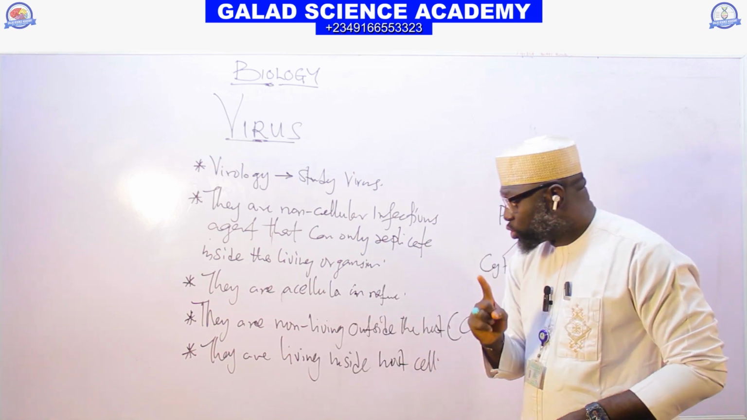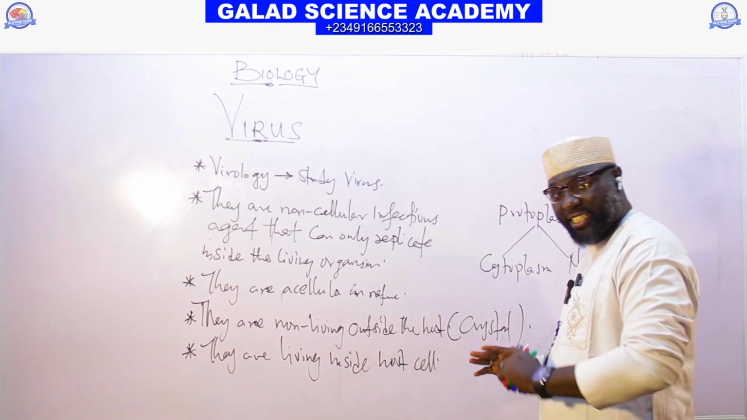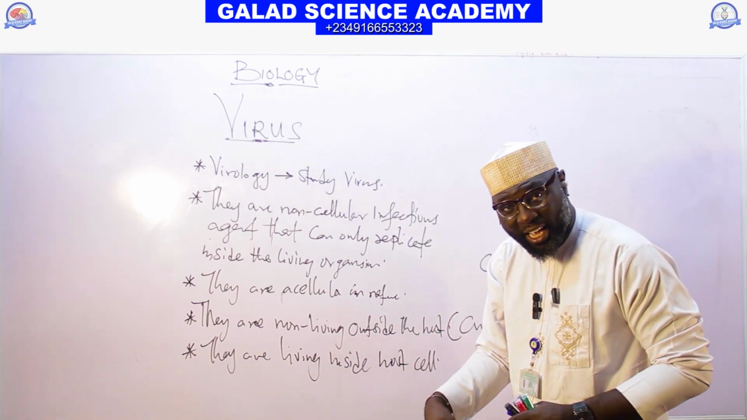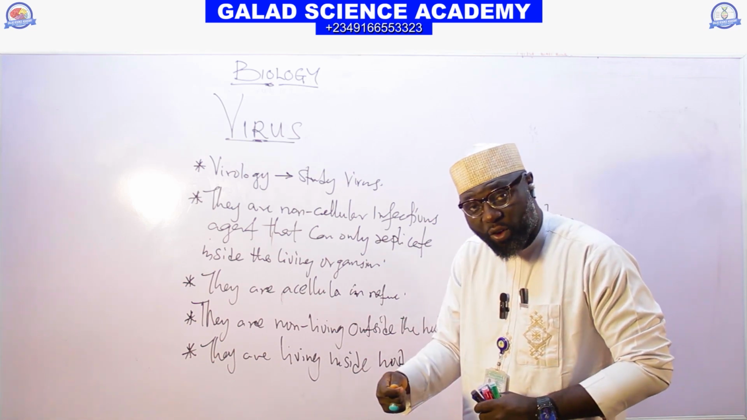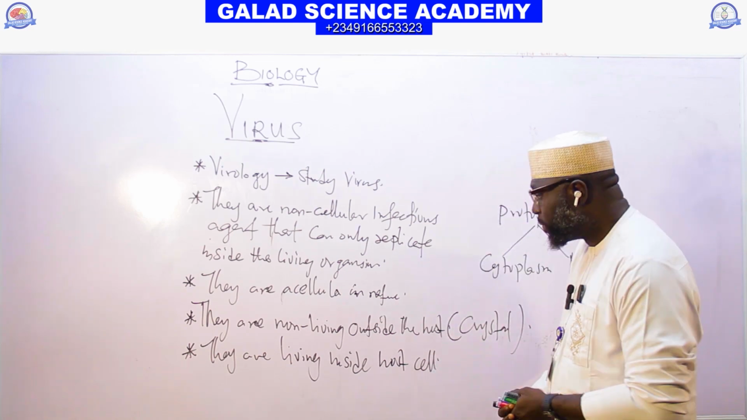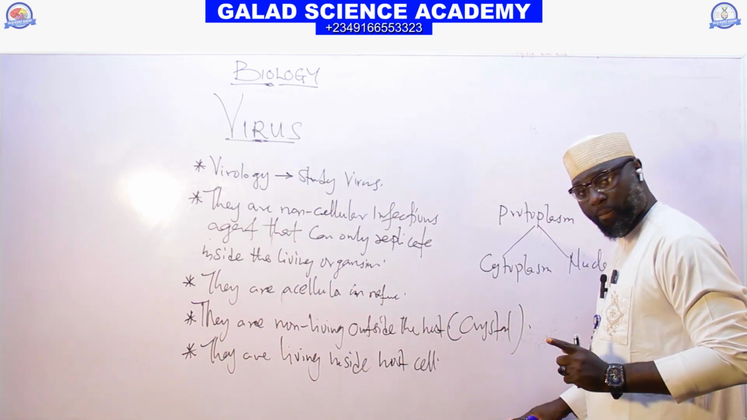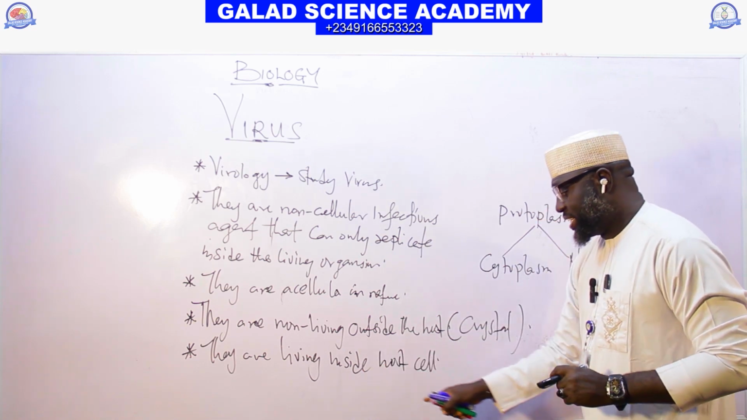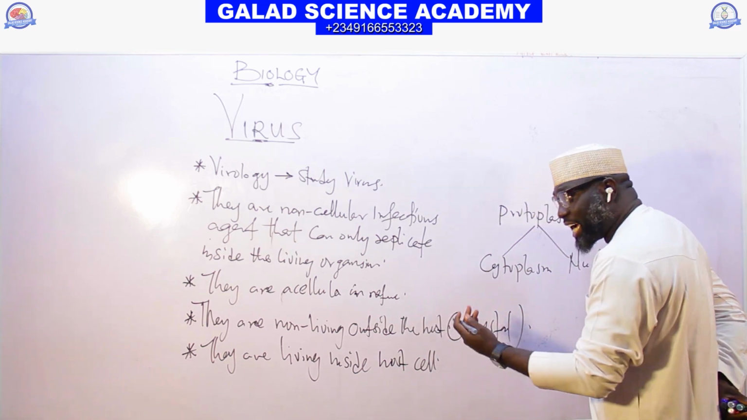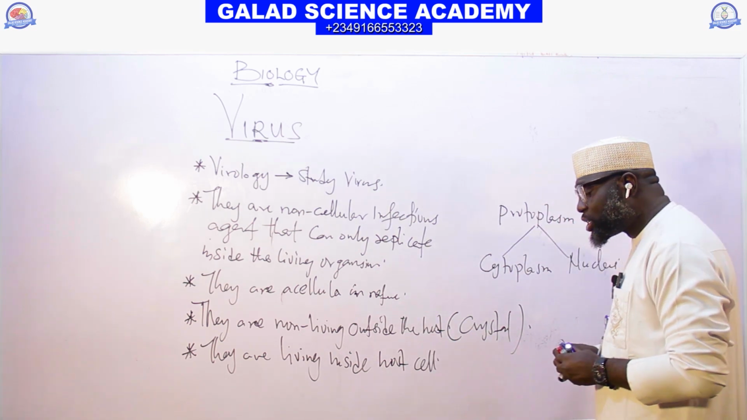So note these two facts. Whenever the virus is outside the living host, they form crystals. They are not living. But whenever the virus is inside the host cell, they will hijack the cell machinery of the host and take the opportunity to reproduce. I say they can replicate whenever they are inside the host. So they are living inside the host cell and hijack the cell machinery to reproduce.